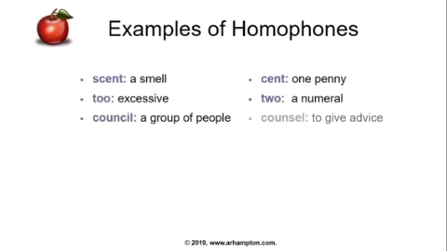Here are some examples of homophones. Scent, which is a smell. Cent, 1 penny. Again, they are pronounced the same, but they are spelled differently, and they have different meanings. Too, excessive. Two, which is a number. Council, a group of people, and counsel, a verb which means to give advice. Berth, meaning space, and birth, meaning giving life.